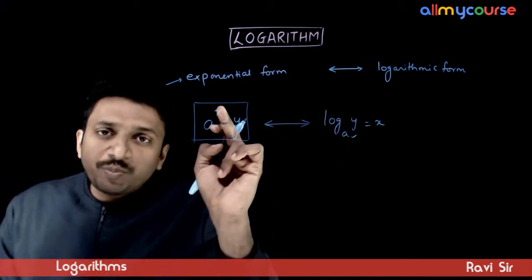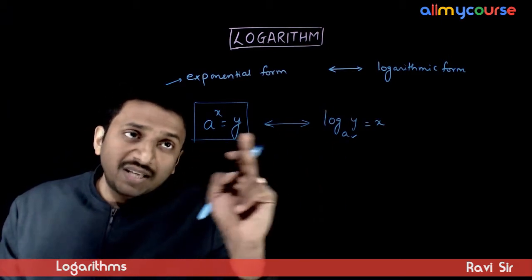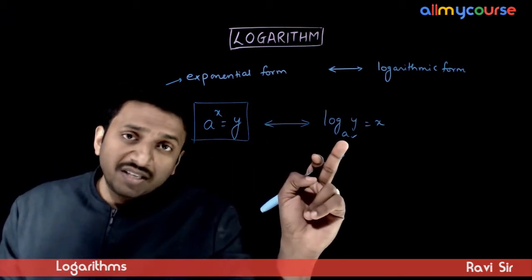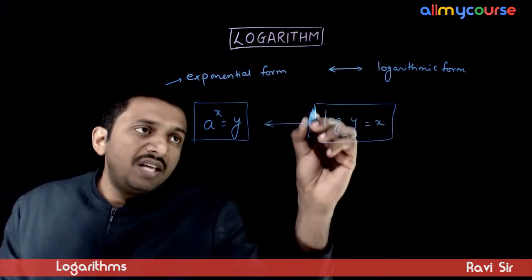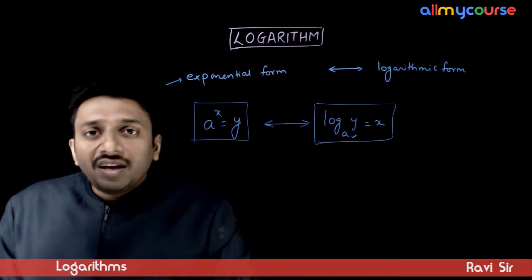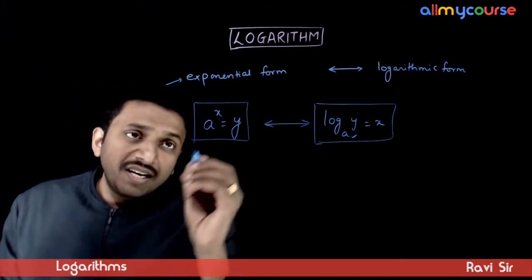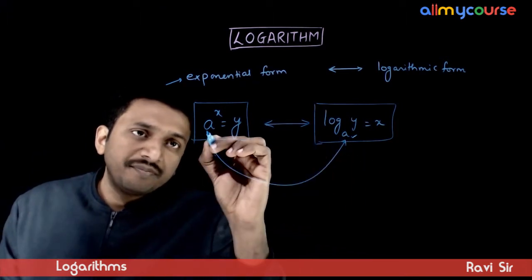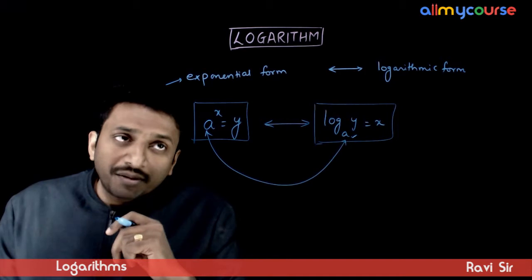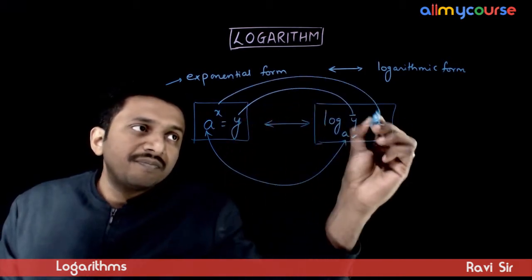That is, the base a needs to be raised to the power x to get y as the answer. So a raised to power x gives y. The power to which base a has to be raised to get y as the answer is equal to x. So these two equations represent the same information. And as you can very clearly see, the base in the exponent form becomes the base of the logarithm. So it is called the base of the logarithm. Just these two numbers get reversed.